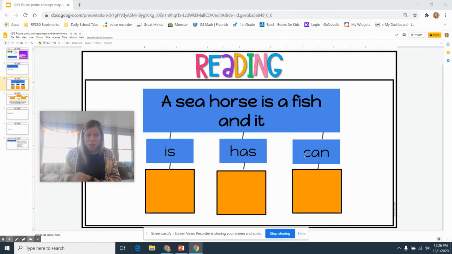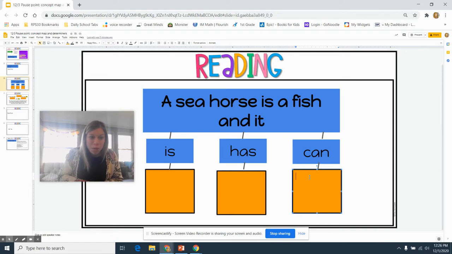So let's start with this box here, can. A seahorse is a fish and it can. Can you think of some things that a seahorse can do? I want you to think in your mind right now and picture that seahorse from your book, Seahorse, the Shyest Fish in the Sea. What are some things that you have learned that a seahorse can do? Talk to your learning partner and tell them, what can a seahorse do?